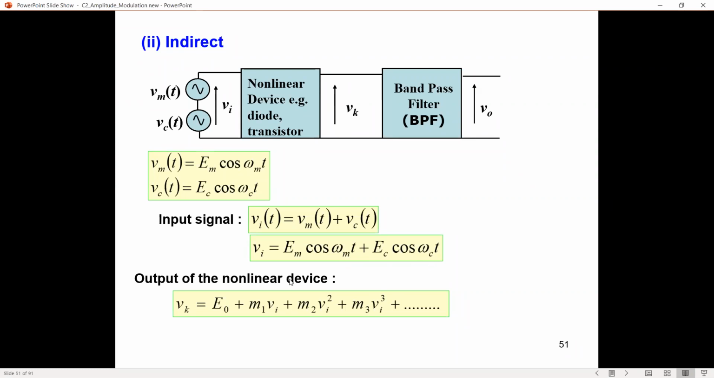The output of our nonlinear device, for example here, is VK, and what it will do when it receives VI is make it follow this function. The output from the nonlinear device will be E0, which is just DC, plus M1 VI plus M2 VI square, and so on. Okay, so this is what it will do to our input VI. The rest are constants.